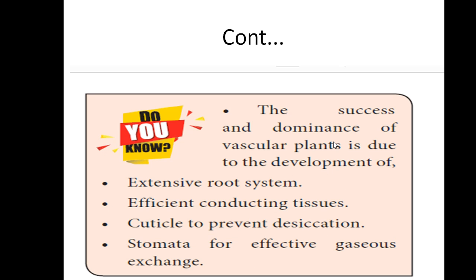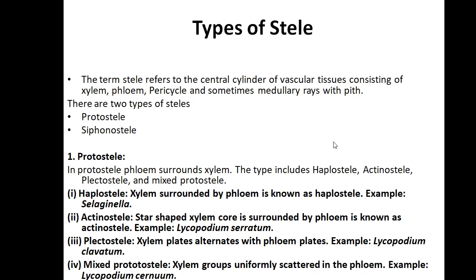Okay. Next, I am coming to the Do You Know section. The success and dominance of the vascular plants is due to the development of an extensive root system, efficient conductive tissue, and cuticle to prevent desiccation. Desiccation means loss of water, which is reduced due to the dense cuticle present in the pteridophytes. Stomata are for effective gaseous exchange, and the cuticle is very dense so that transpiration is reduced. They have very good conducting tissues like xylem and phloem, and an extensive root system. So these are all the very important Do You Know points of the pteridophytes.